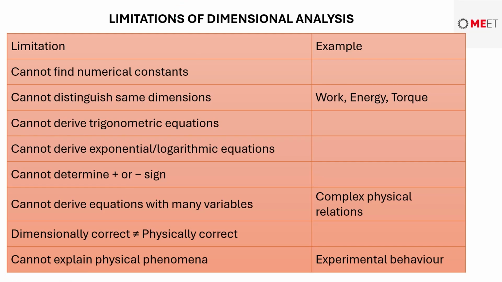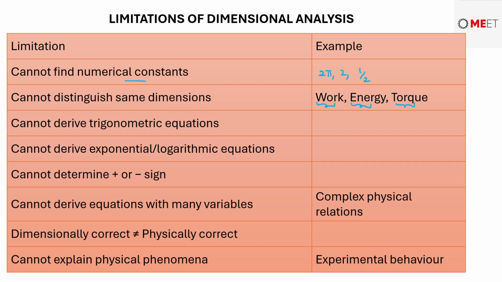Moving to the next topic, limitations of dimensional analysis. These points provide an overall perspective about the limitations of dimensional analysis. First point is it cannot find the numerical constants, that is, numerical constants including 2 pi, 1 by 2 or 2 in a given relationship. It cannot distinguish if the quantities have the same dimensions. As mentioned, work, energy, torque, moment, all of them have the same dimensional formula, but effect wise they are different.